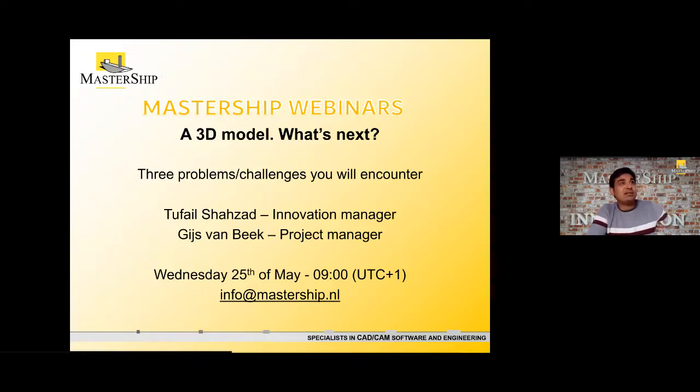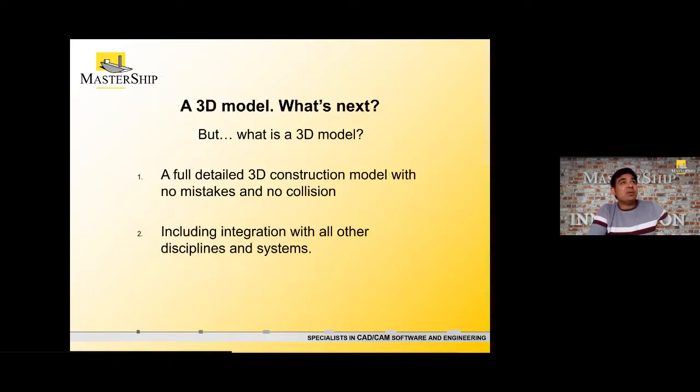As Gijs has said, today's topic is 3D model and what next. The 3D model definition is different from people to people and wherever you are involved during the process. A decade or 2 decades ago, a 3D construction model is kind of a full 3D model with all the things, no mistake, no collisions. These days it should include all the integration and other disciplines and the systems. So it's getting more and more complex.